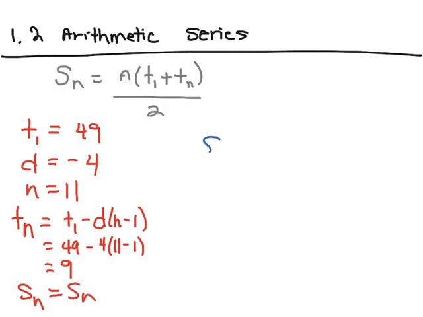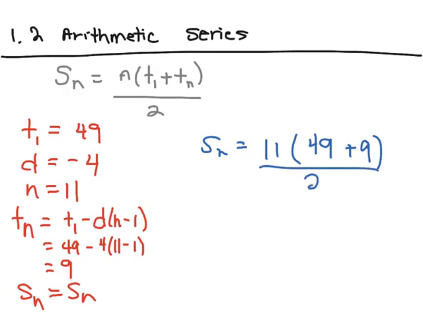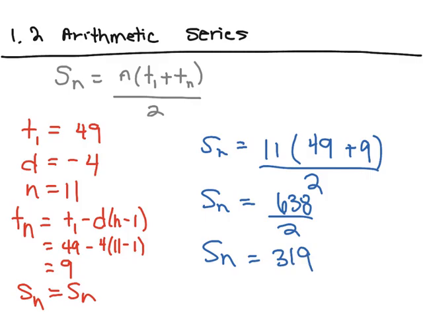So we put it into the equation. Sn is equal to 11 times 49 plus 9, divided by 2. If you multiply this out, we get 638 divided by 2, which is 319. So there are 319 cans in the trapezoid. You could have done it with the other equation too. I just wanted to show how you would do it with the first equation.